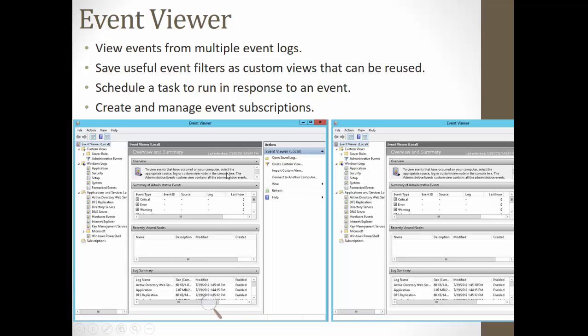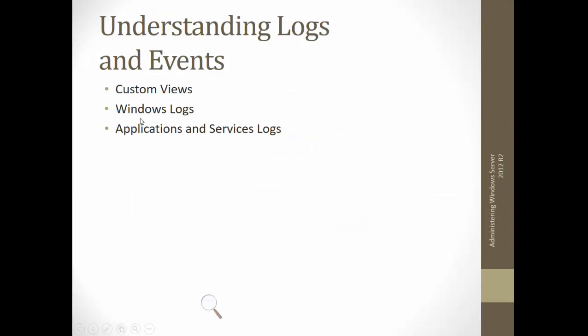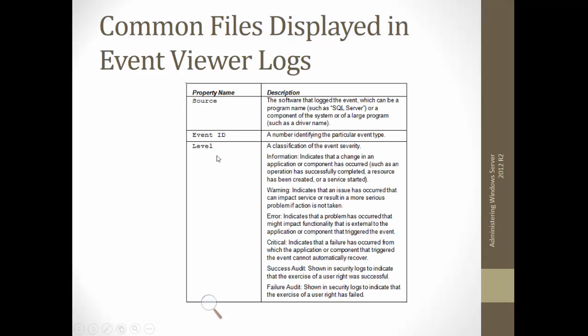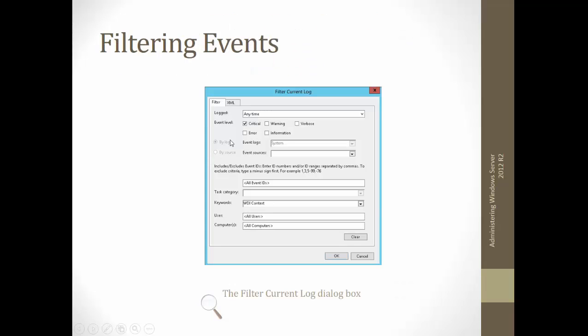So view events from multiple. Yeah, let's just go ahead. There are custom views, Windows logs, applications and services logs. Now, common fields displayed in event viewer logs. There's a property name, source. There's event ID, a number identifying the particular event type. Then there's a level tab there, right? And then filtering events, very, very important as well.